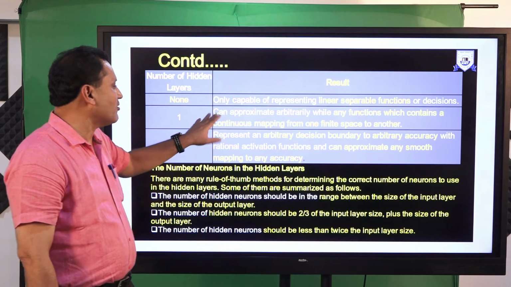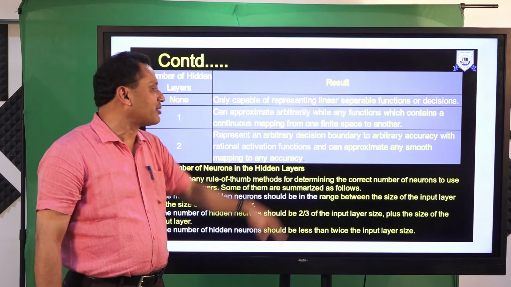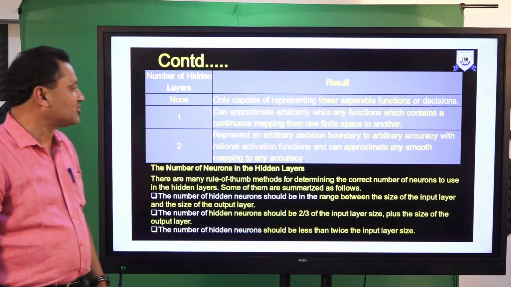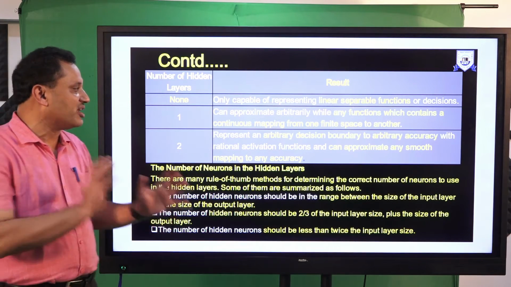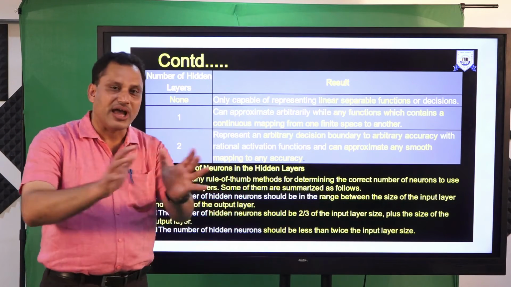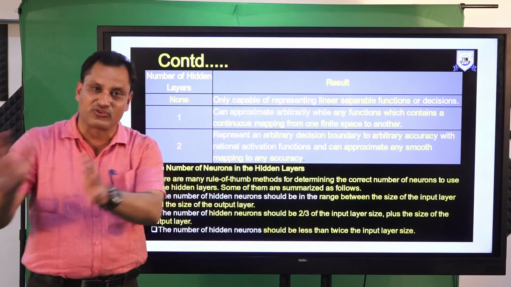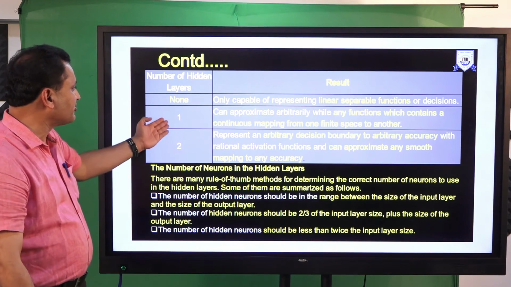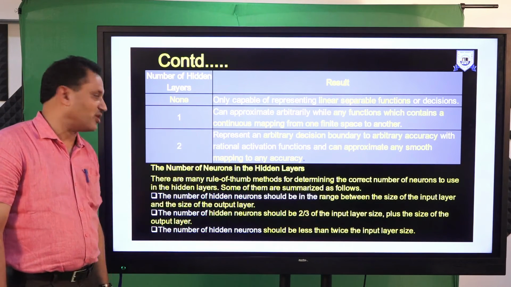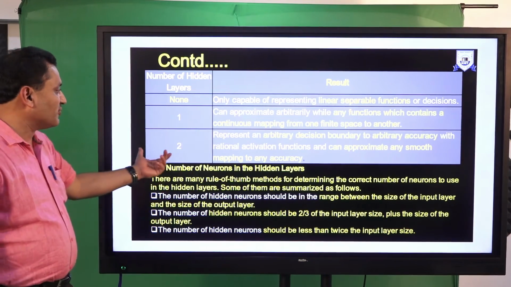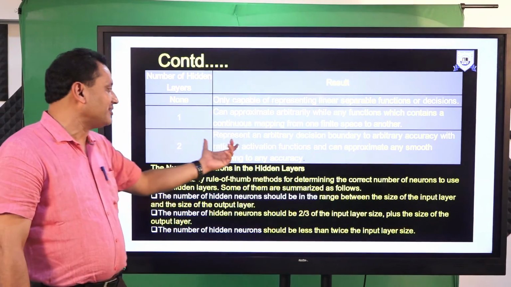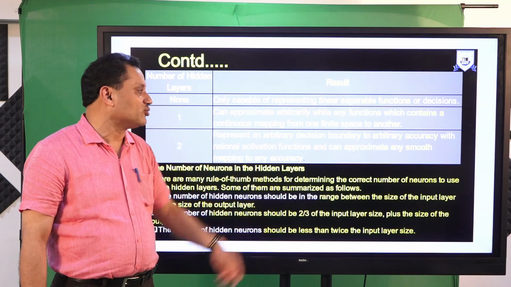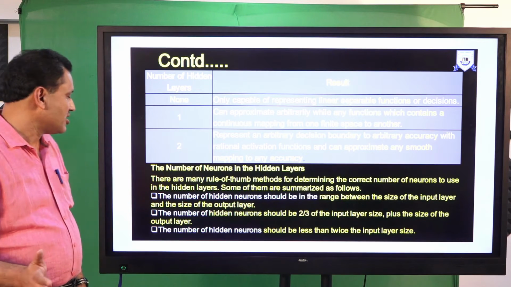A network with 1 hidden layer can approximate arbitrarily well any function which contains a continuous mapping from one finite space to another. Mapping is going on: input mapping to output mapping. So it is suggested that in that particular case, you use 1 hidden layer. If there are 2 hidden layers, then it can represent an arbitrary decision boundary to arbitrary accuracy.